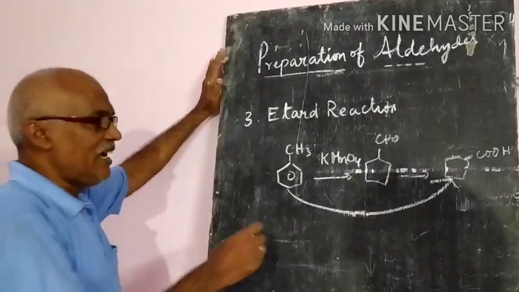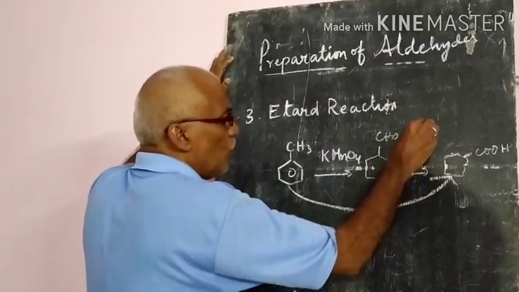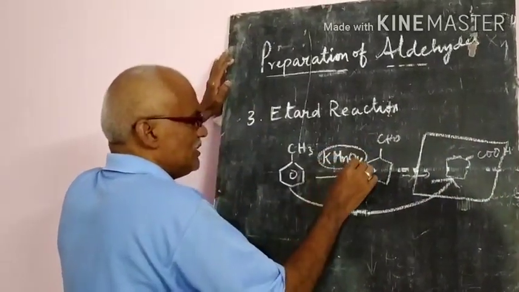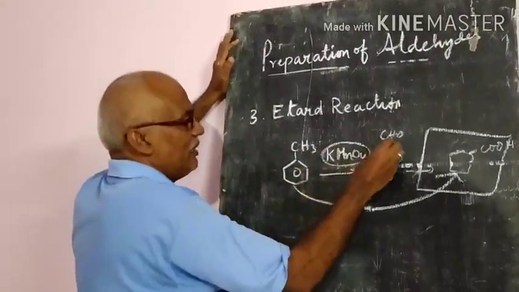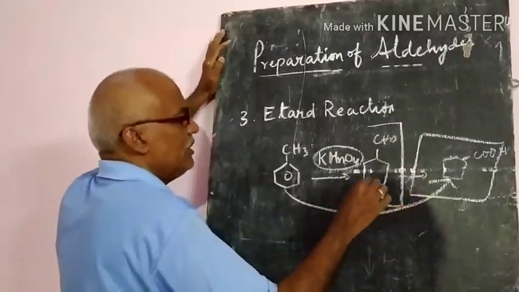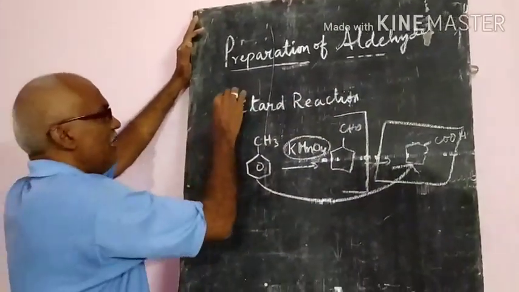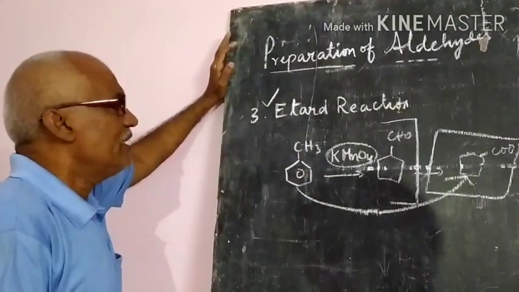But this formation of acids can be controlled by using some other oxidizing agent instead, and we can restrict the reaction to the formation of the aldehyde only. That was made by Etard, so that's why we call this reaction the Etard reaction.